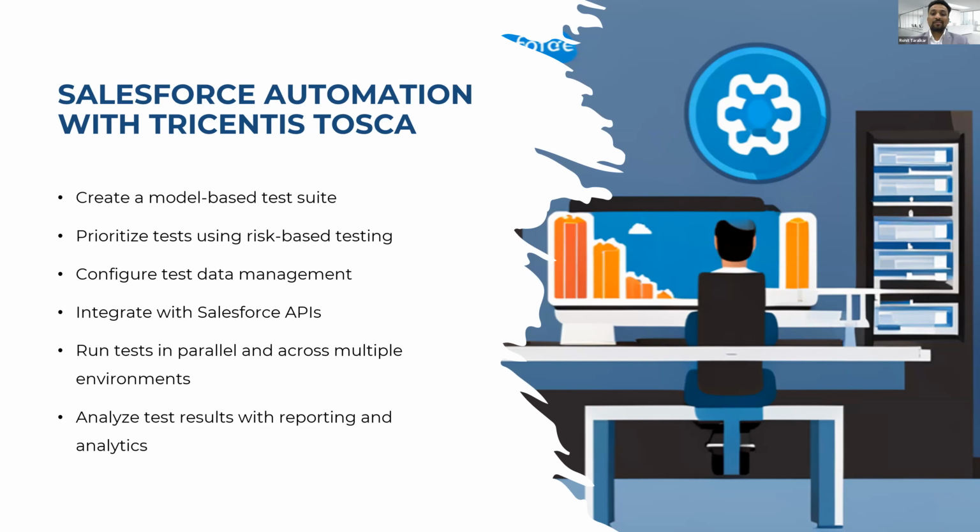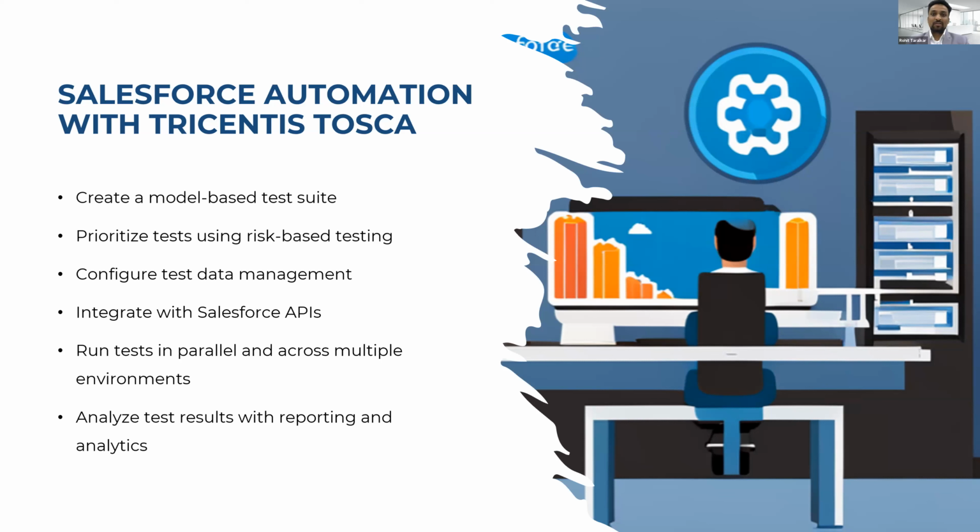Then prioritize the tests using risk-based testing. Utilize the Tricentis TOSCA risk-based methodology, which is in the requirement section. There we can prioritize our tests based on the impact and likelihood of failure. This allows us to focus on high-risk areas and allocate testing resources effectively.